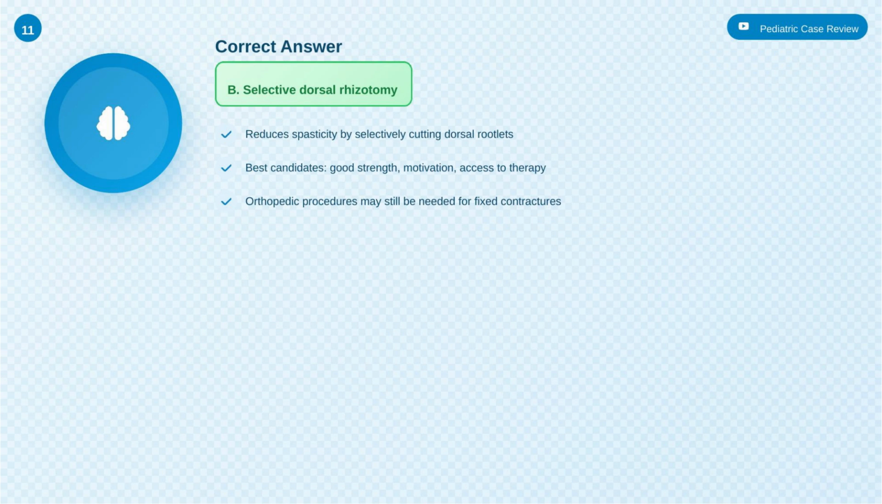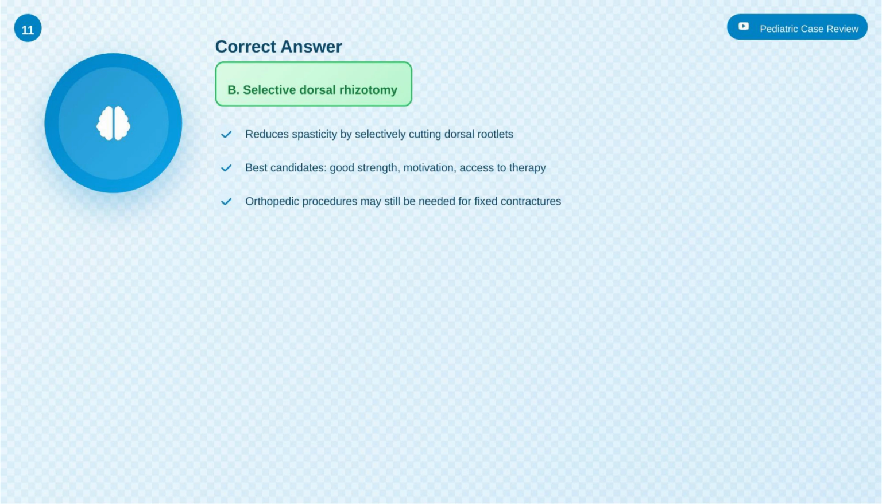Selective dorsal rhizotomy is a neurosurgical procedure that can significantly reduce lower limb spasticity in carefully selected children with diplegic cerebral palsy. The procedure involves selectively cutting dorsal rootlets that contribute to abnormal muscle tone. Ideal candidates have pure spasticity without dystonia, good underlying strength, motivation, and access to intensive rehabilitation. It's important to note that orthopedic procedures may still be needed to address fixed contractures, and long-term intensive physical therapy is essential after rhizotomy.